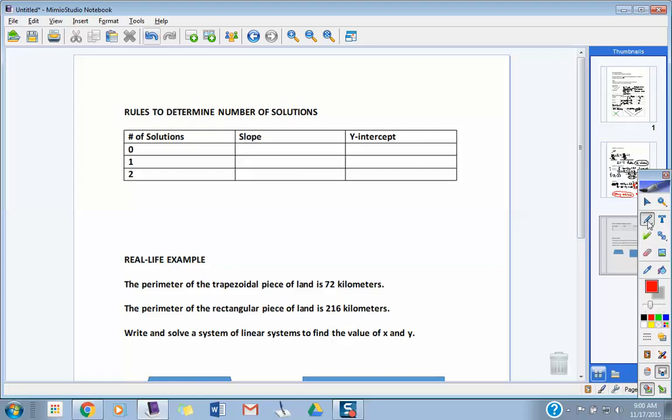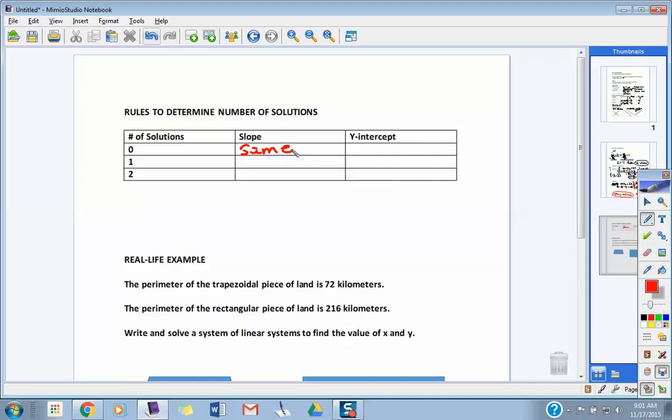All right. Rules to determine if stuff is going to be consistent, parallel, or cross. Here's the deal. Guys, I'm just going to throw some rules up here, take them for what they're worth. But, guys, when we had a situation where the number of solutions was 0, what kind of lines do we have when there was no solution? Parallel. And what's true about the slopes of parallel lines? They're the same.